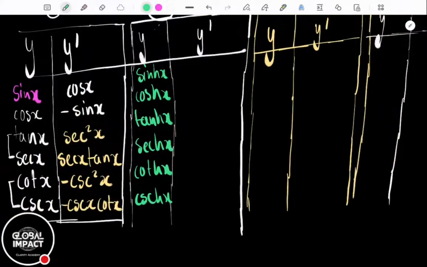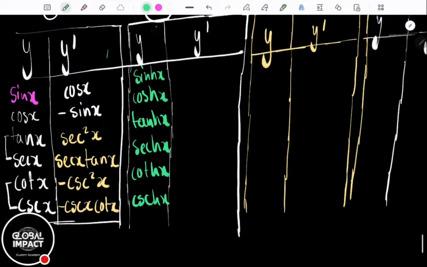It's a copy paste for whatever is coming now. So now I'm going to copy and paste the y primes as well, but I'm making them hyperbolic trig. And when you're copying and pasting, remember to ignore the signs for now. Just copy and paste the things. So here is cos, I'll say cos hyperbolic of x. Then here is negative sine. Remember, don't take the sign, just say sine hyperbolic of x.